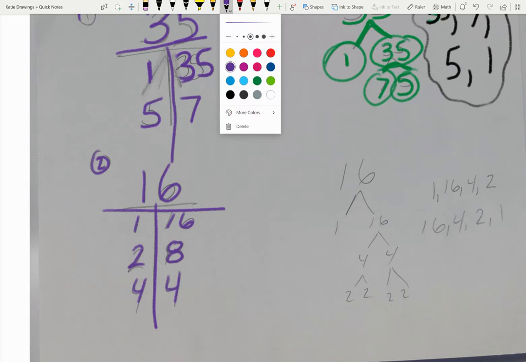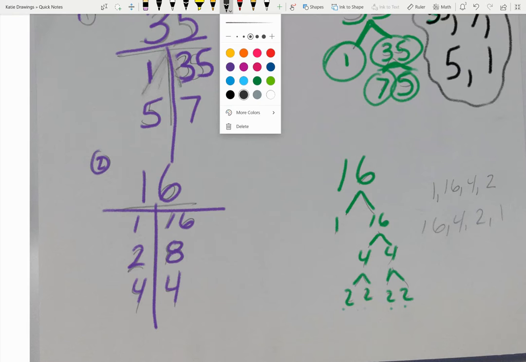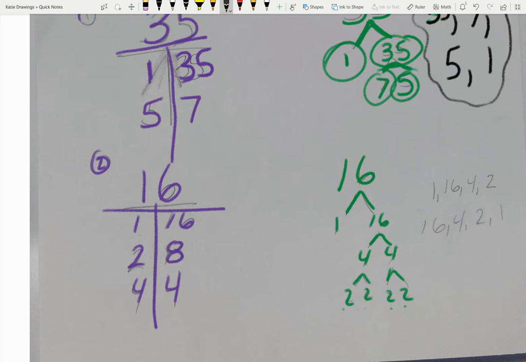And then the other way, if you want to, do the 80s way. So 16, I do my tree, 1 and 16. I break up the 16, 4 and 4, and then 4 and 4 can be broken up into 2 and 2. So even though there's 1, 2, 3, 4 number 2s, when you're writing the answer, you don't need to write all those down. You just need to write it one time. So I would say my factors would be 16, 4, 2, and 1.